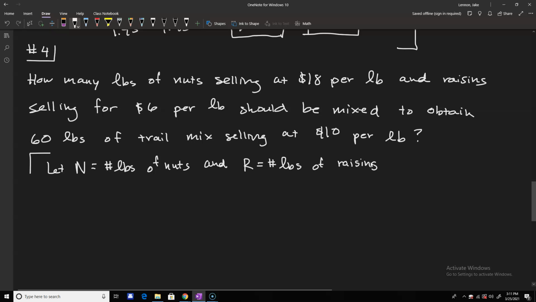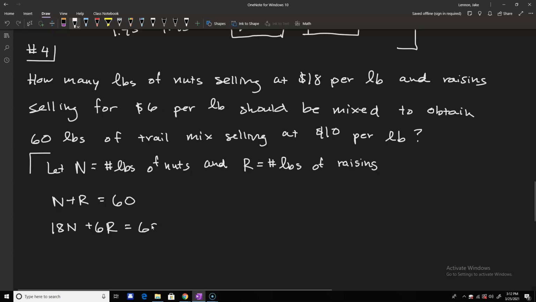So the total volume is the easier equation, right? We're making 60 pounds of this mix, so we know N plus R is 60. And then we want to do the actual total cost. So we know 18 times N plus 6 times R. This is going to give our total cost of $10 per pound times the 60 pounds, right? So I have to do 10 times 60, so that really gives me 600. So that's where I'm going to get the 600 from.